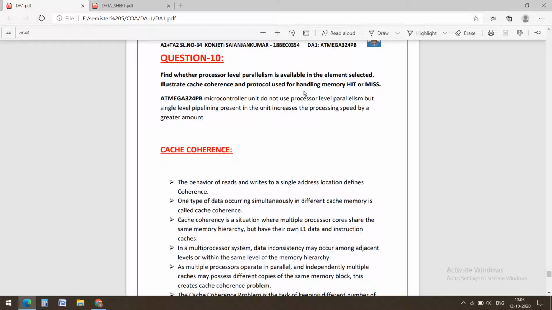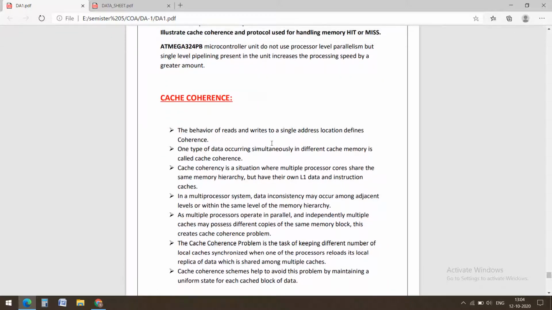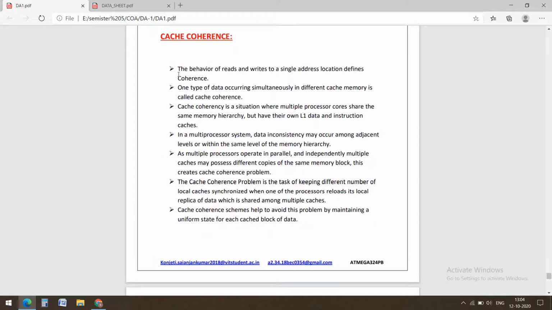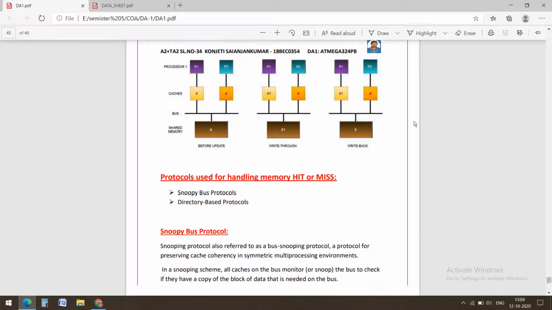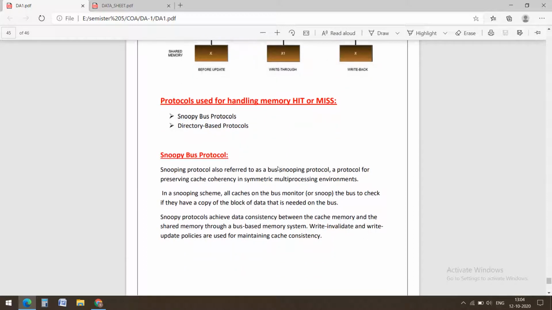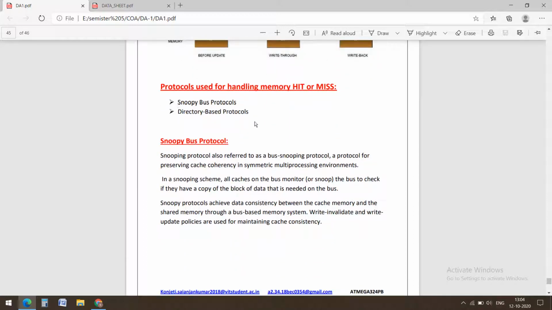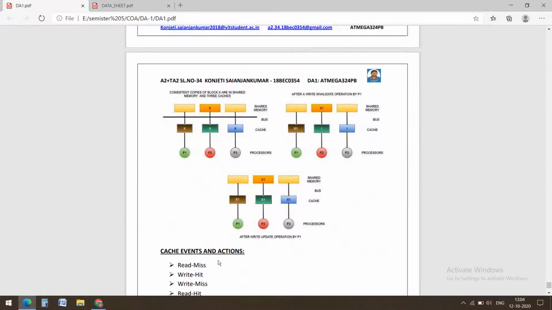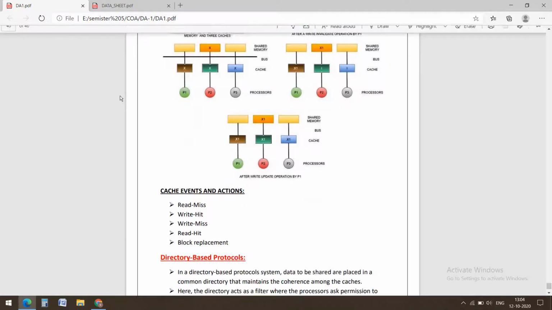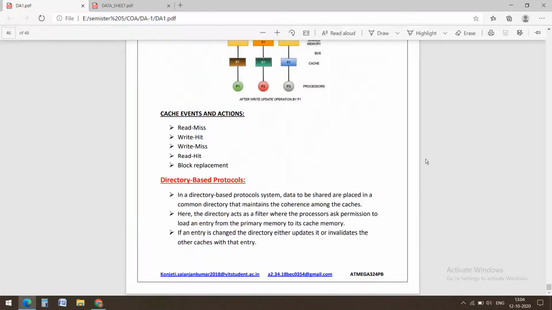And the final question is based on processor level parallelism. As the microcontroller doesn't contain this, I have left it, and I illustrated cache coherence and protocols. I have collected the information from online resources. Here we provide what cache coherence is, and these diagrams were created from the tool. The main protocols used for handling memory are the bus protocol and the directory based protocol. Regarding the protocols, I have collected the information, and I have drawn the diagrams in the same tool itself.